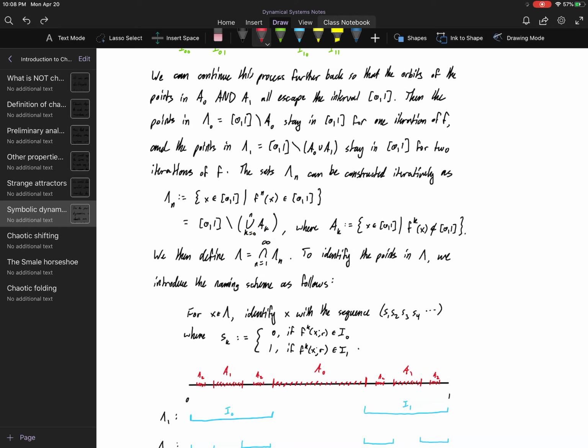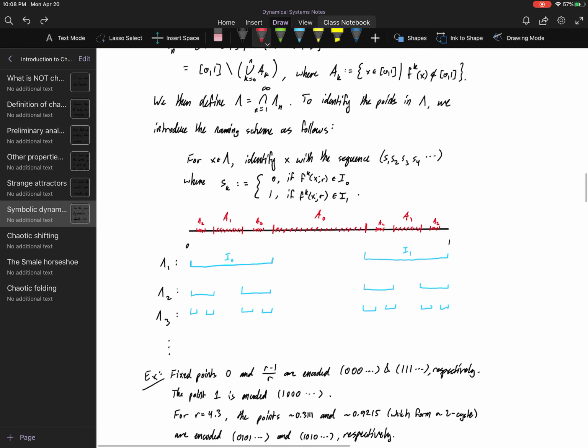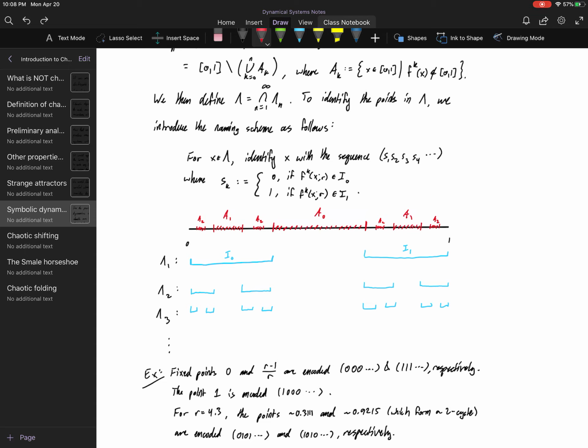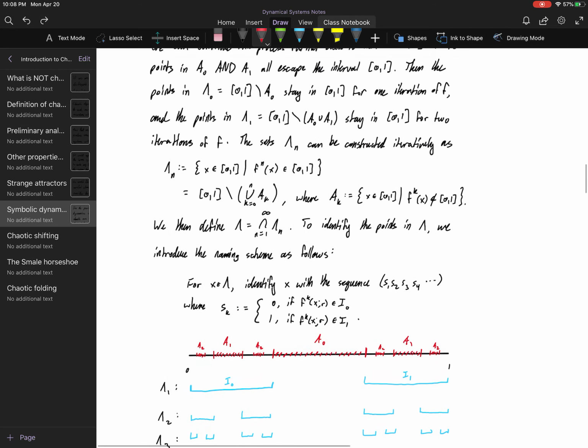Okay. The goal here is to show that the logistic map is actually chaotic on that set lambda. But it's hard to show that with the logistic map itself. So what we are going to do is try to identify the points in lambda with some other space, some other phase space. And we're going to introduce a certain naming scheme. So points in lambda can be identified with sequences. And in particular, they can be identified with binary sequences. Now let me tell you how this works.